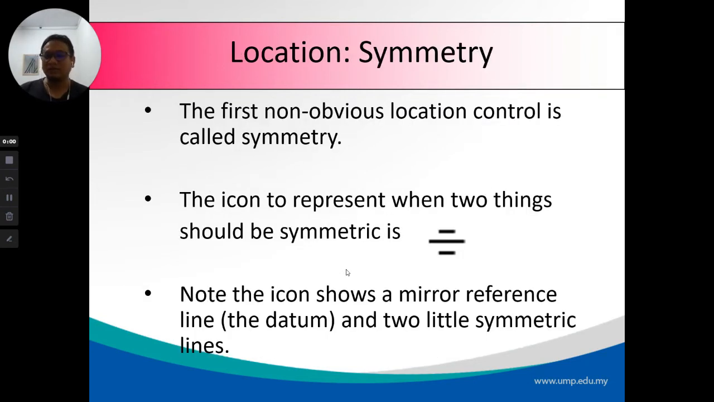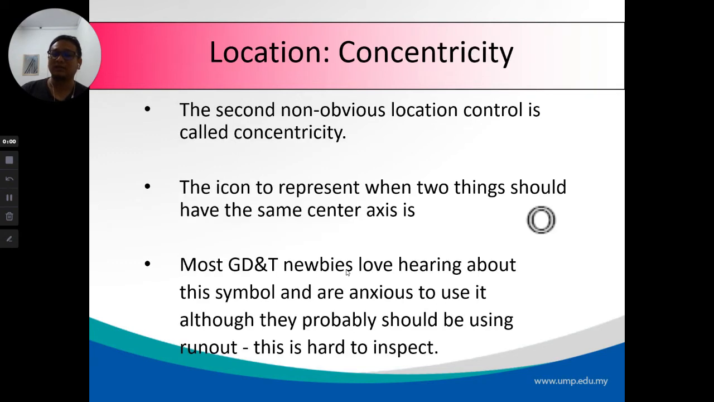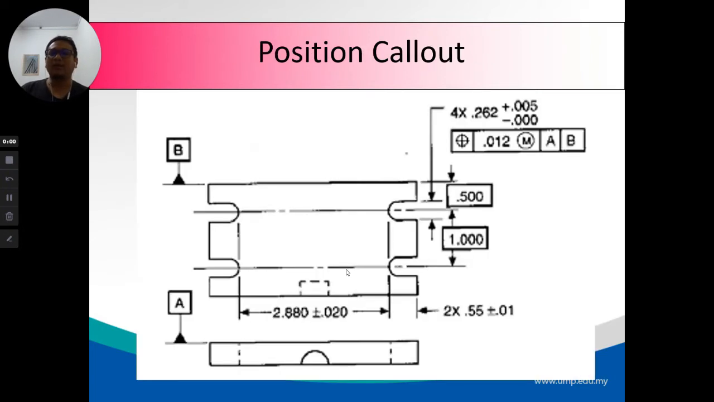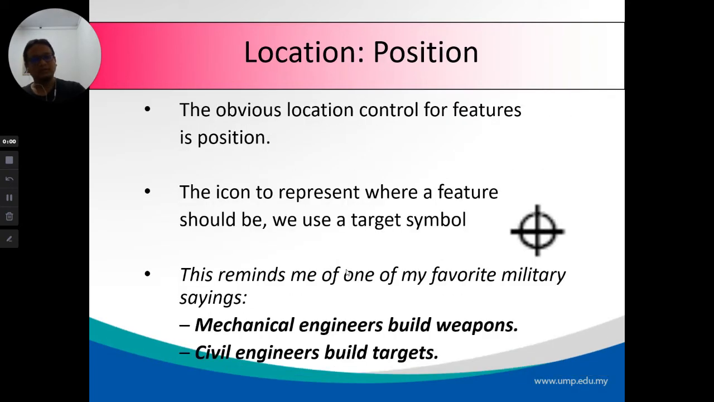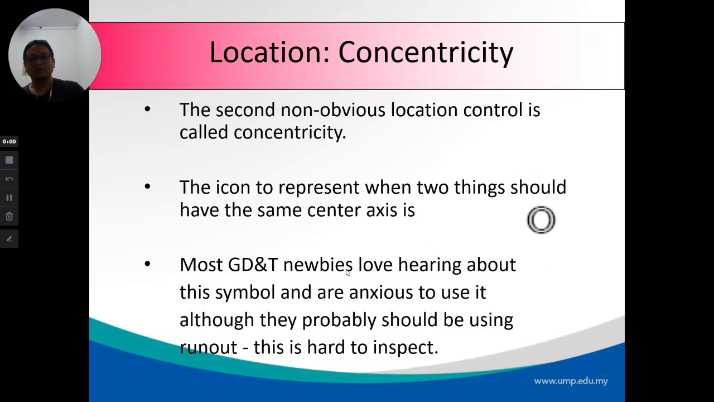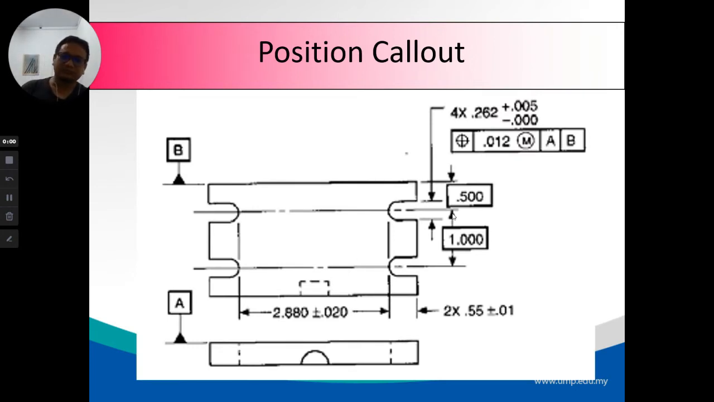The second one is symmetry. The first non-obvious location control is symmetry. The icon is like a mirror: a reference line to a datum and two little symmetrical lines. The third one is concentricity. This is known as such because it has the same center axis. Sorry, three only: position, symmetry, and concentricity.